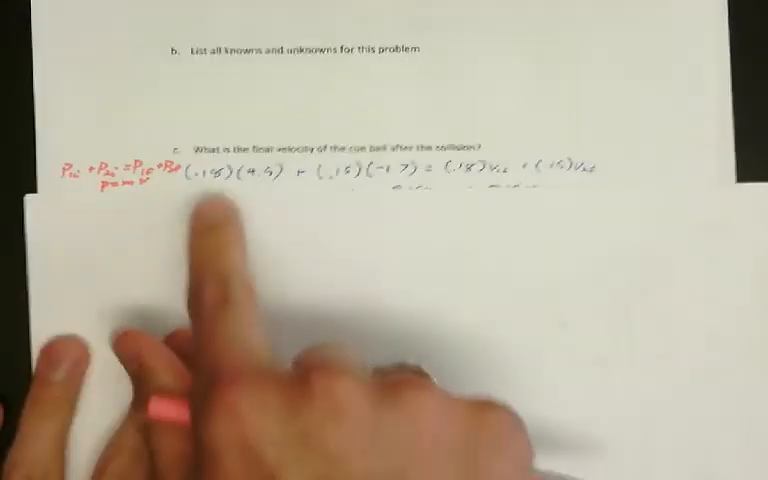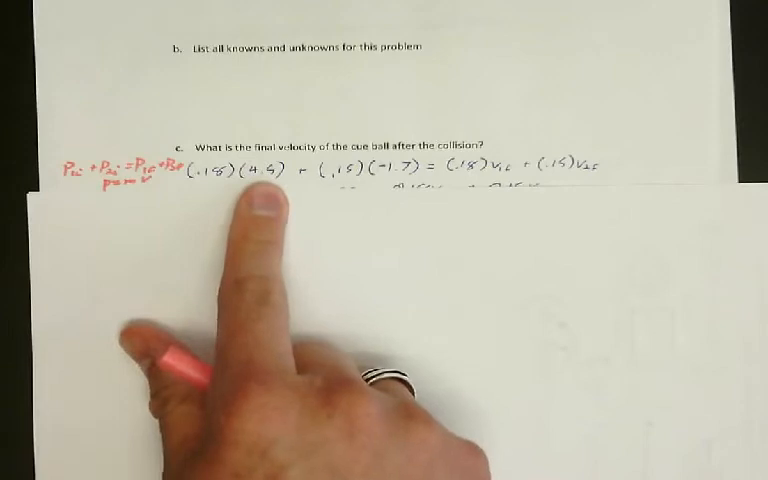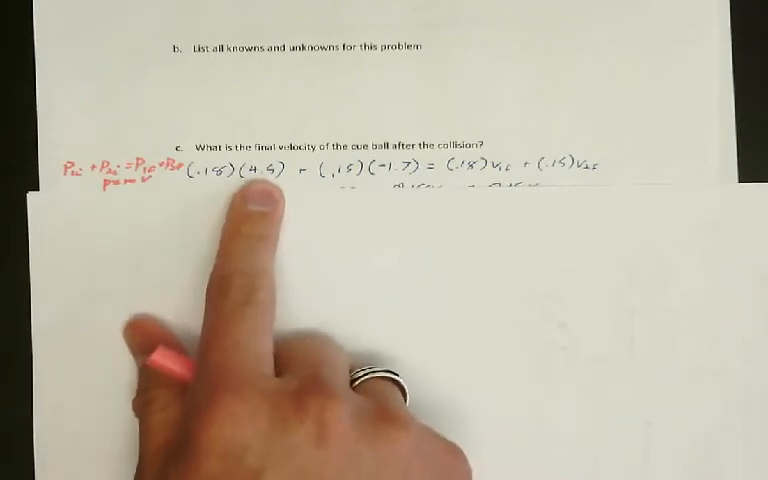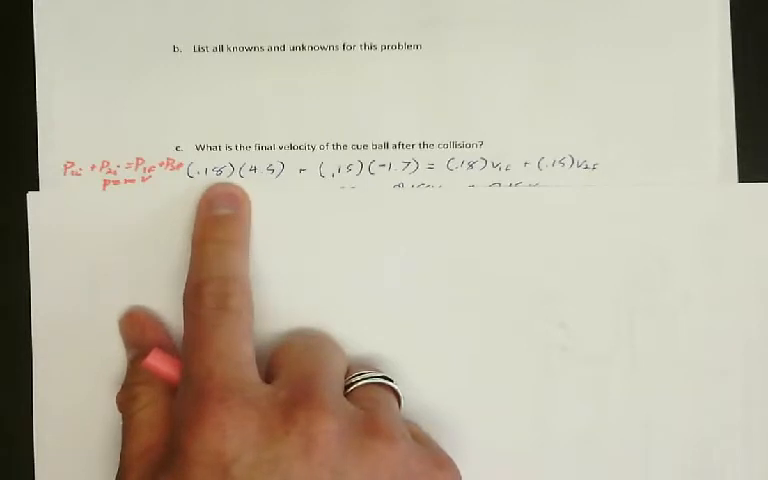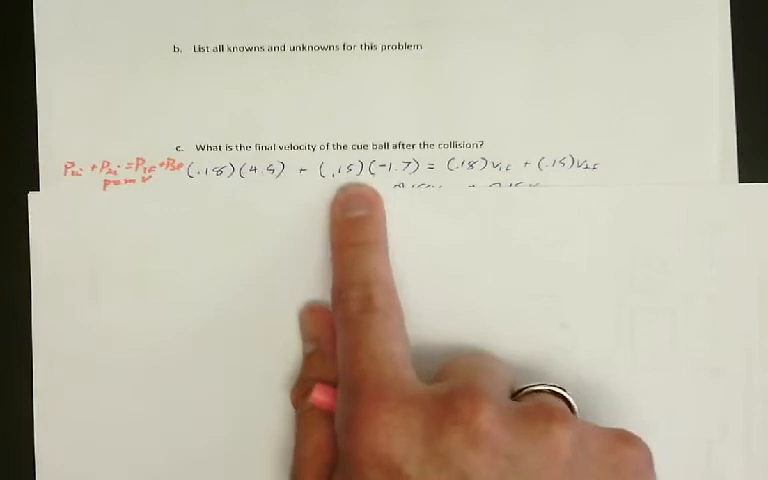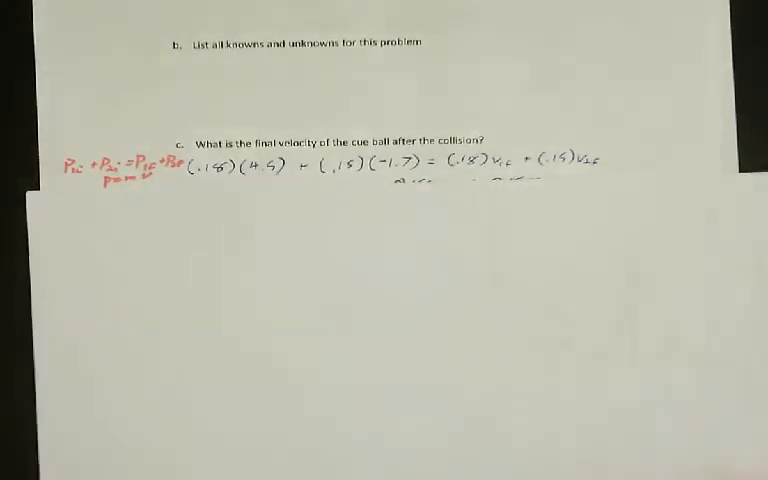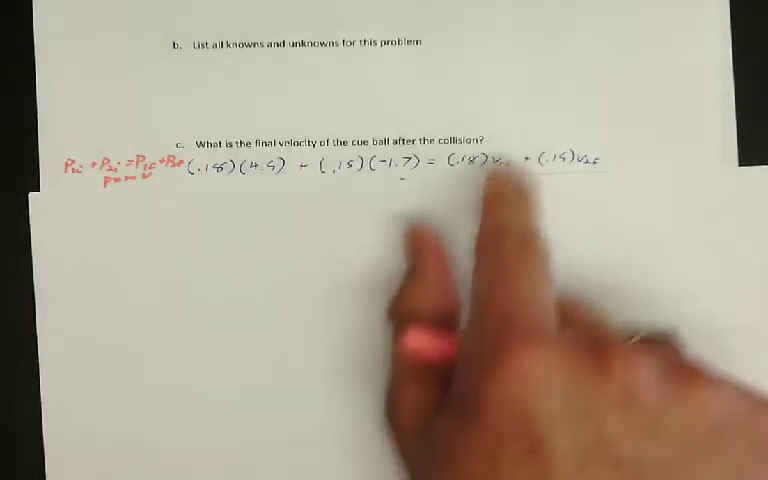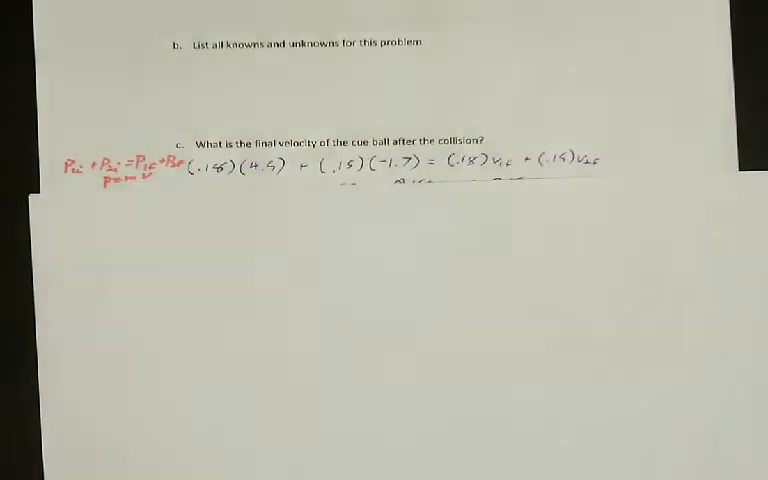So, here's your momentum of object 1, 0.18 times 4.5. Some of you left it as 180 and 150. Totally fine, you'll get the same answer. 0.18 times 4.5 plus 1.5 times negative 1.7. It's the opposite direction, so it's got to be negative. Equals 0.18 V1 final plus 0.15 V2 final. I don't know what the V1 and V2 finals are, so I just leave them like they are.